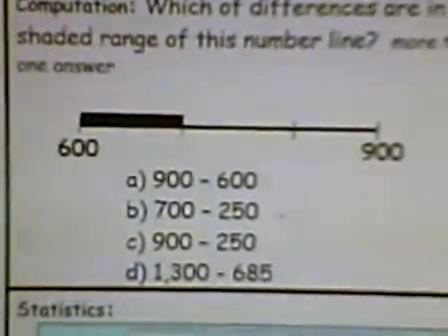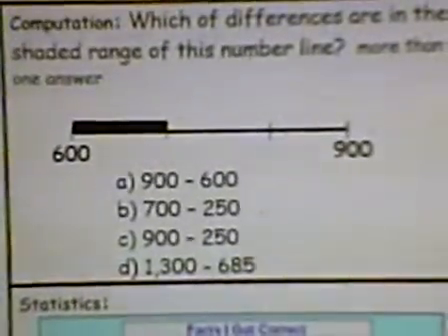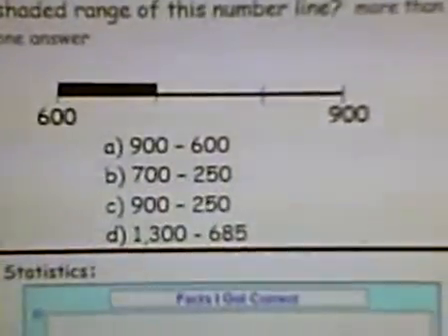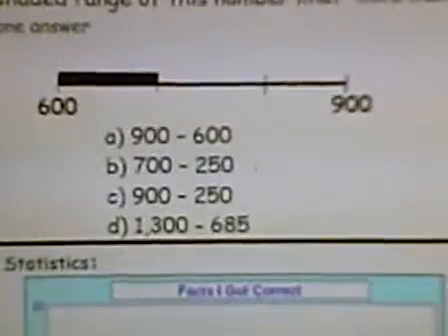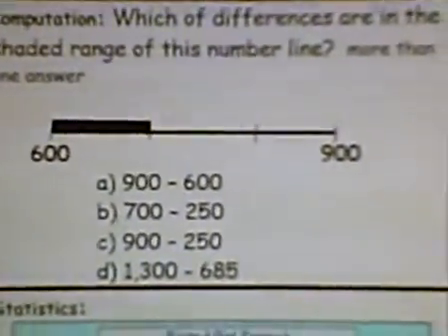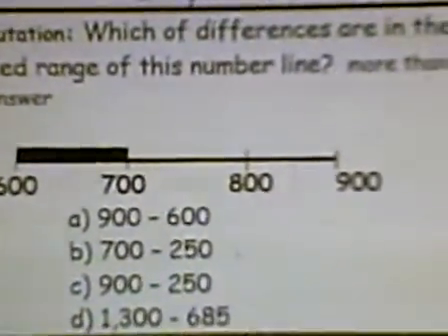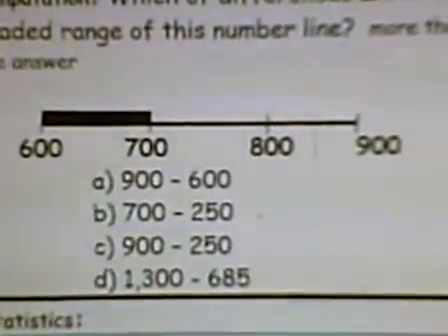Question number 1. Which differences are in the shaded range of this number line? More than one answer, so make sure when you're solving this that you know there is going to be more than one correct answer. Our shaded range has 600, a blank, and 900. So we have to figure out what that other blank is. I'm going to skip count by 100. My blank represents 700. So as I'm subtracting, I'm looking for numbers that are between 600 and 700.